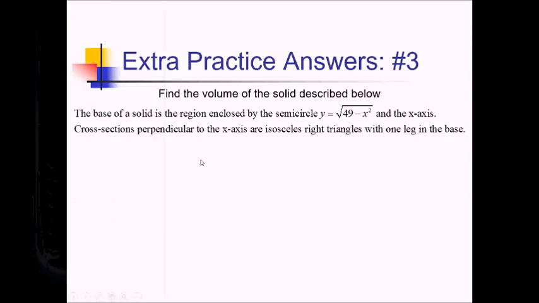So in general, the area formula for an isosceles right triangle, well, just for any triangle, is 1/2 base times height. And we need this because this is the area that we're going to integrate over the interval. But now for an isosceles right triangle with one leg in the base, well, that means that your base and your height are the same leg, if you just think of an isosceles right triangle. So that means that this is really going to be 1/2 base times base, or 1/2 base squared.